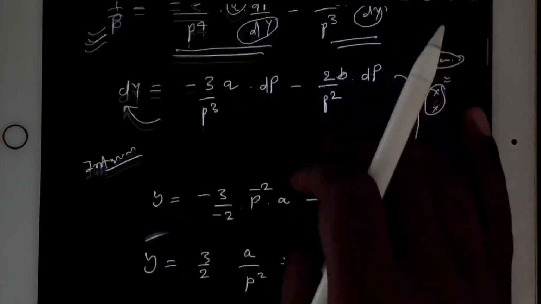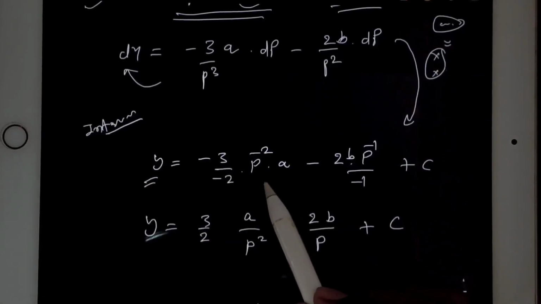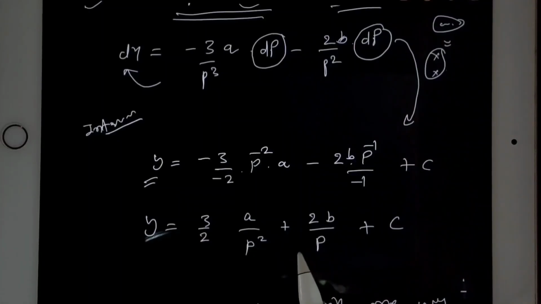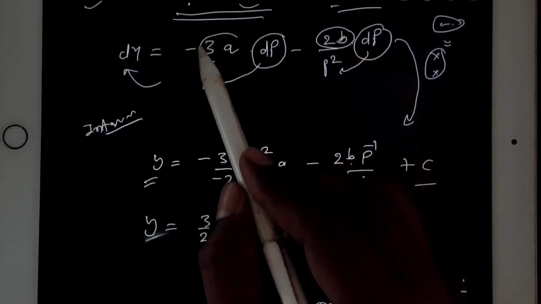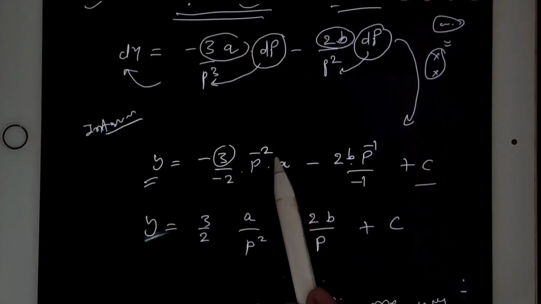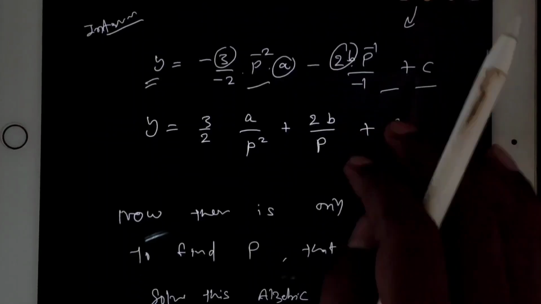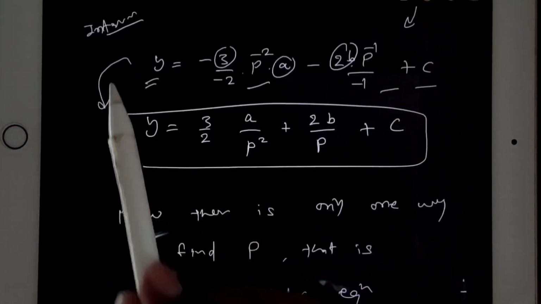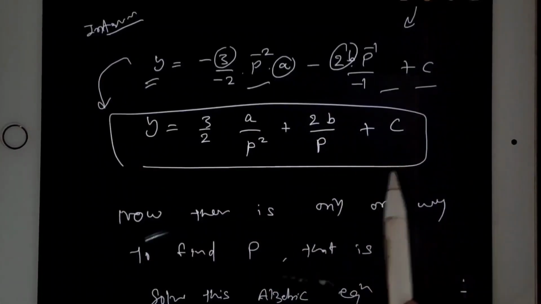Okay, now see, let's integrate. So this y, and here integration, I took this dp and dp, and you integrated all the terms separately, plus a constant came here. When you are integrating, you will be integrating only p terms. 2b and 3a will be constant. So 3a and 2b I did not change, only p terms I integrated, and I got this. After that, I simplified, and from here to here I reached: 3 by 2 a by p square plus 2b by p plus c.